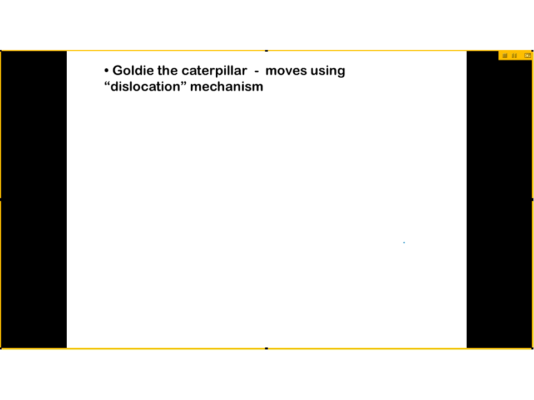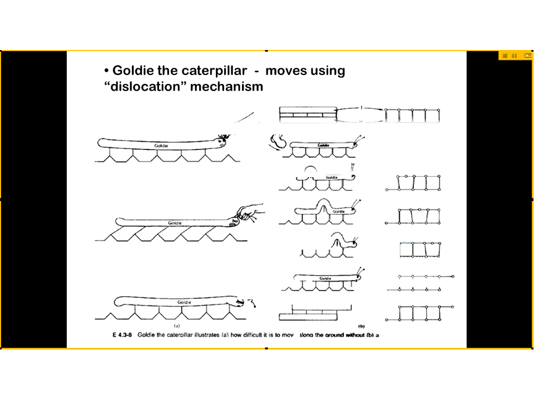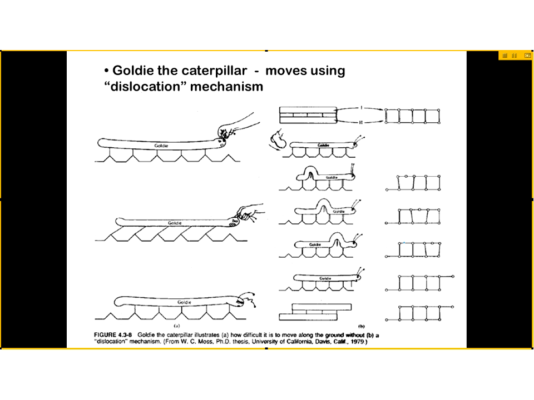So we can view this with Goldie the caterpillar, which was first rolled out by UC Davis in 1979. They put this cartoon together of a caterpillar, and we'll call her Goldie, who moves in a way similar to dislocation motion. So if we tried to take Goldie and pull her by her little antennae across the ground like this, she's going to get really angry, you know, right?